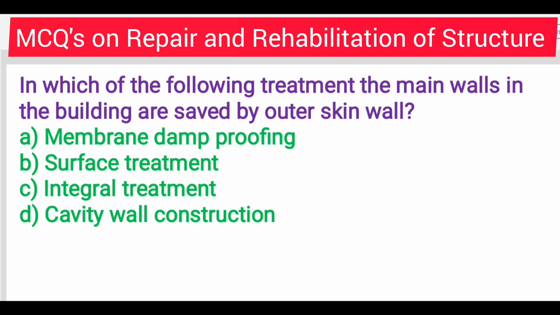Next question, in which of the following treatment the main walls in the building are saved by outer skin wall? Option A, membrane damp proofing. Option B, surface treatment. Option C, integral treatment. Option D, cavity wall construction. So the correct answer is option D, cavity wall construction.